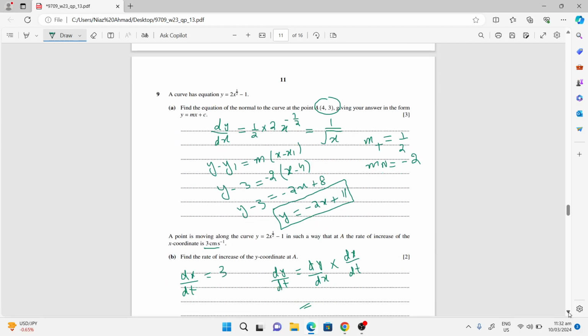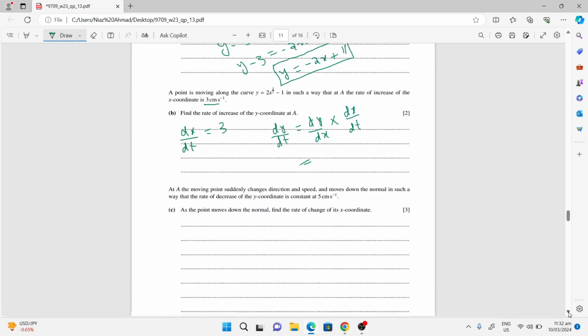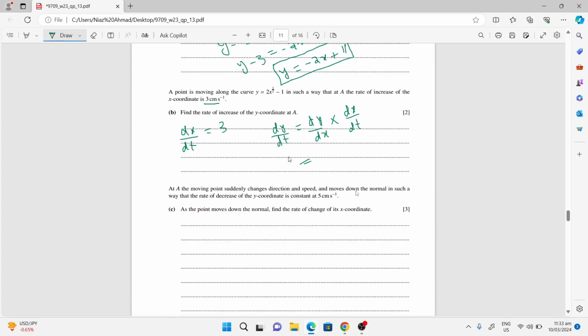When you put 4 in the derivative, it's 1 by 2. Yes, it's 1 by 2. And dx by dt is 3. It's given. The final answer is 3 by 2, which is 1.5. Yes, 3 by 2. You can leave it in fraction as well.